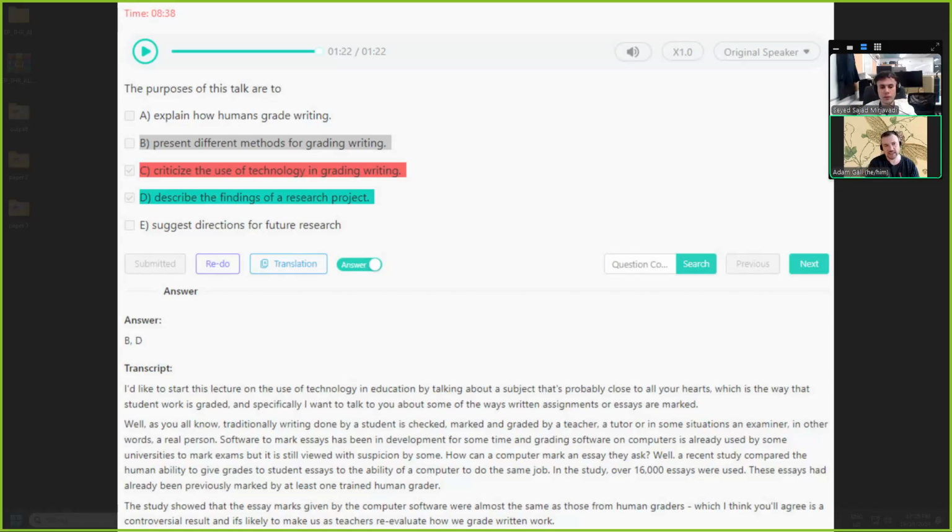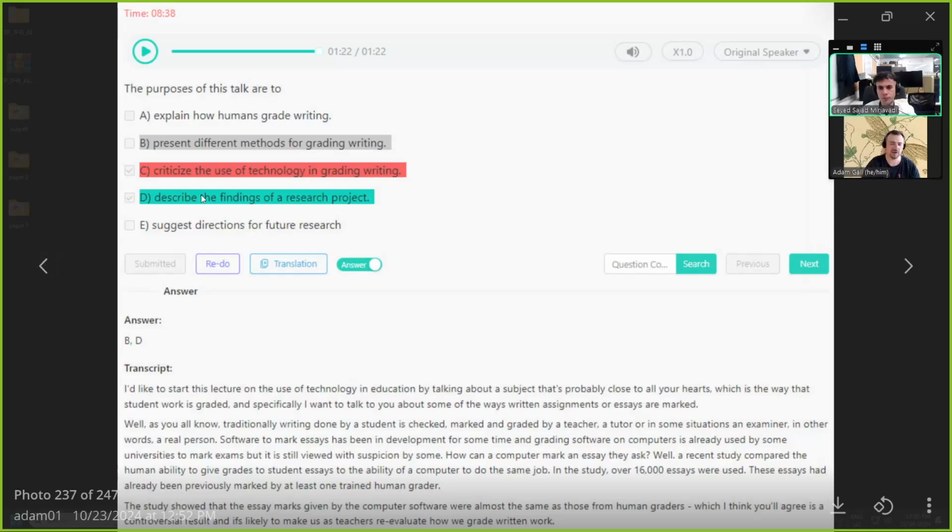And I guess because it concludes on this point, and then it talks about the potential consequences of that finding, that seems like the main purpose. He wants to, or she wants to, think about the findings of this research project and then what they mean. Yeah, got it. So that seems to be the best answer.